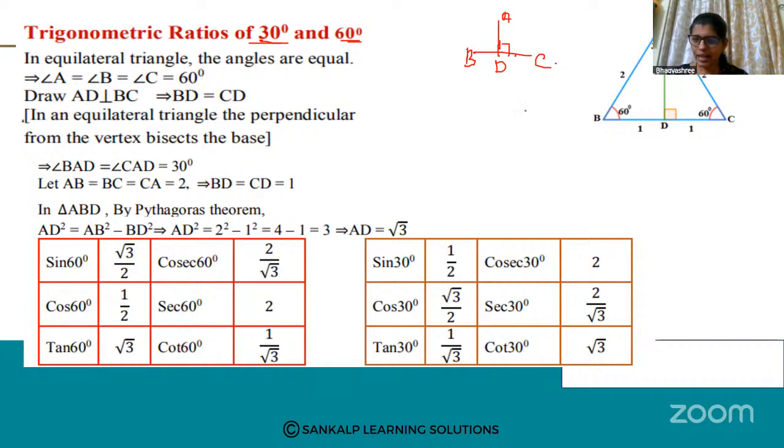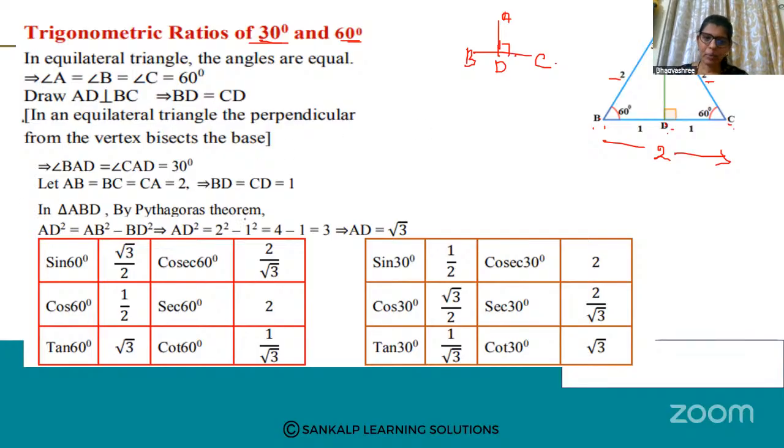So this is 60 degree, BAD is 30 degree and CAD is 30 degree, right? Let AB is equal to BC is equal to CA is equal to 2. We'll consider it as 2. And BD is equal to CD. So full BC is 2, then BD is 1 and DC is 1. If BC is 2 in full, what do BD and DC become? 1 and 1. Right.